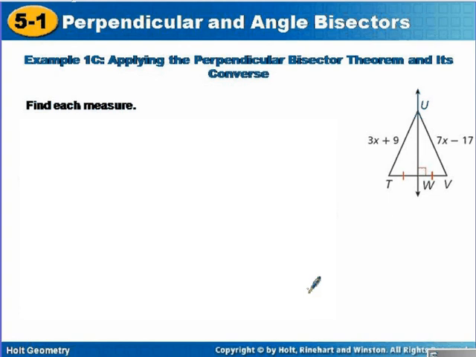Find each measure here. All right. Using what you know, you see that line UW is perpendicular to TV and that it's splitting it into two parts, so it must be a perpendicular bisector. So what do you know about these two sides? Go ahead and set those two sides equal to each other. 3x plus 9 equals 7x minus 7. Solve for x. And when you get x, plug it back in here and here. Pause the video now to attempt this problem.